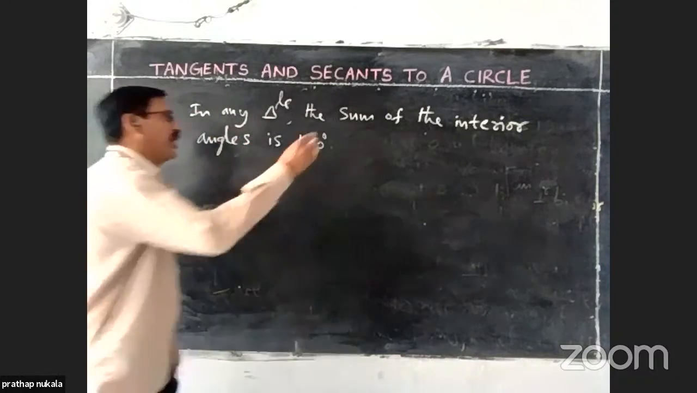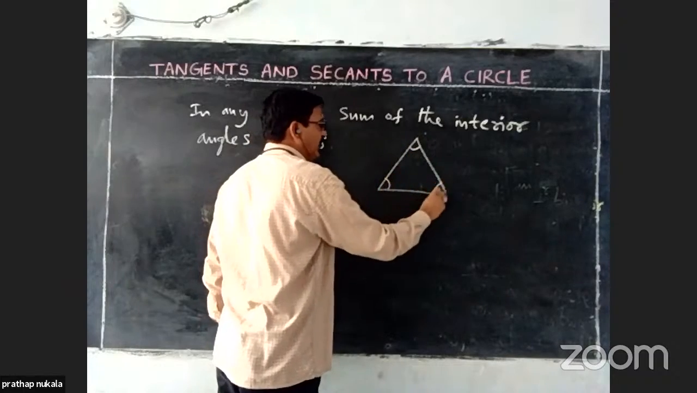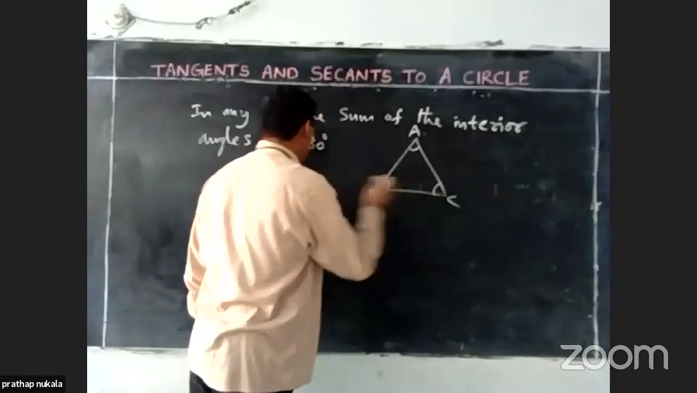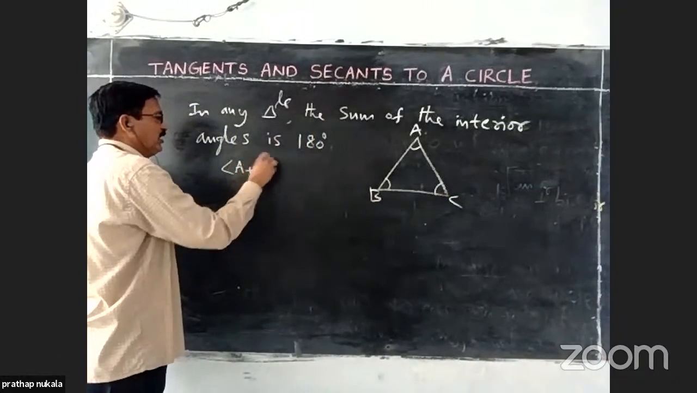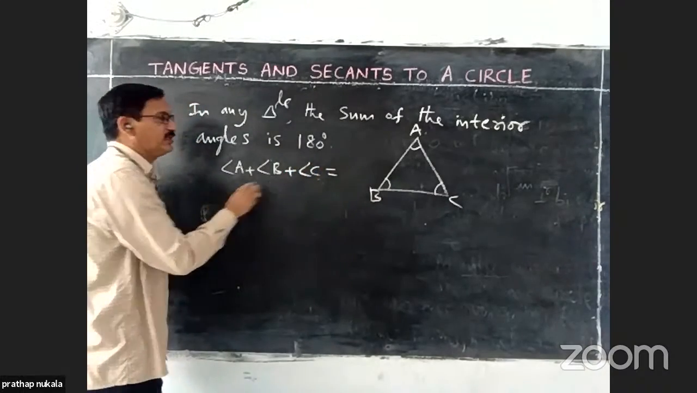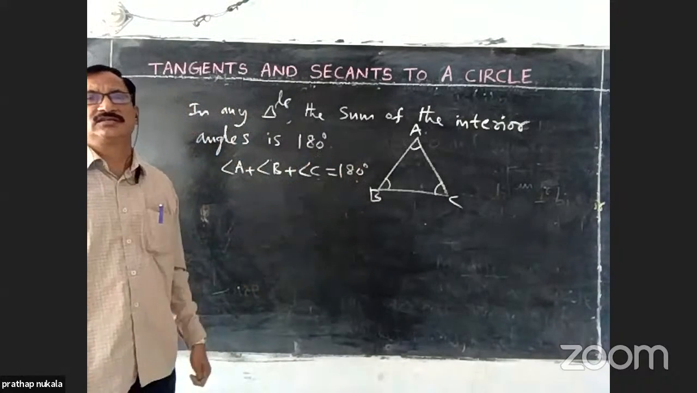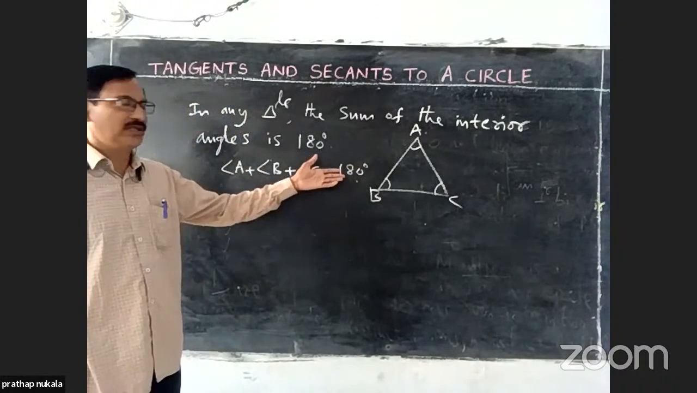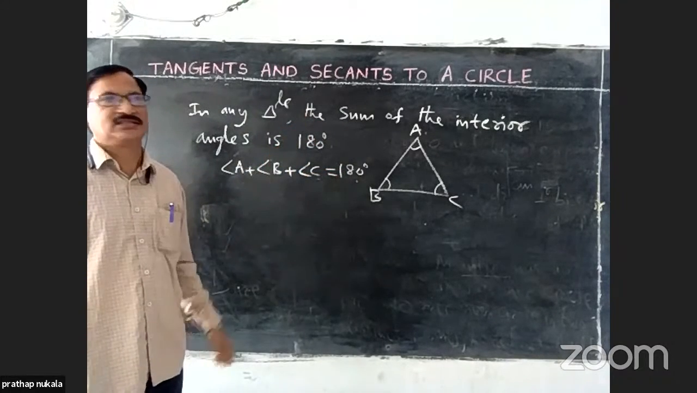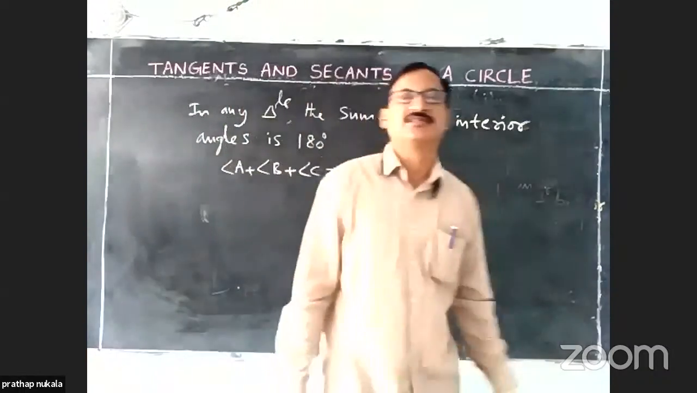Already we know that any triangle has 3 interior angles. For triangle ABC, angle A plus angle B plus angle C, the sum of all interior angles, equals 180. Is this true or false? Yes, you are right, this is true. This is a true sentence. That's why this is a statement.